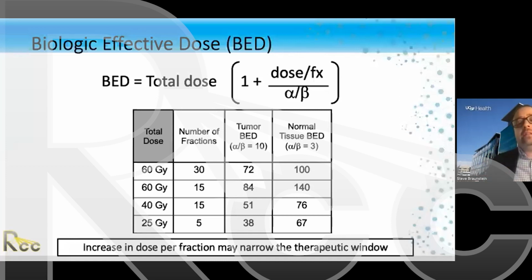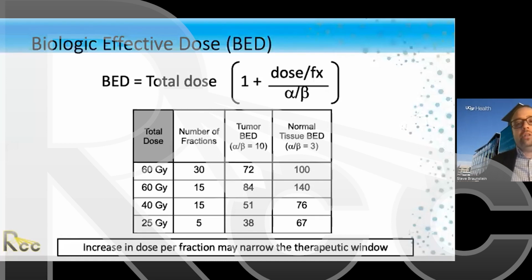Now, if you take that same dose of 60 gray and deliver it as 15 fractions, so half the time, you can see the tumor BED goes up about 15% or so. But the normal tissue goes up much more significantly in terms of the biologic potency, close to 50%. And so that's the challenge in this setting, is that you lose some of that therapeutic window when you hypofractionate and include a fair amount of normal healthy brain tissue.